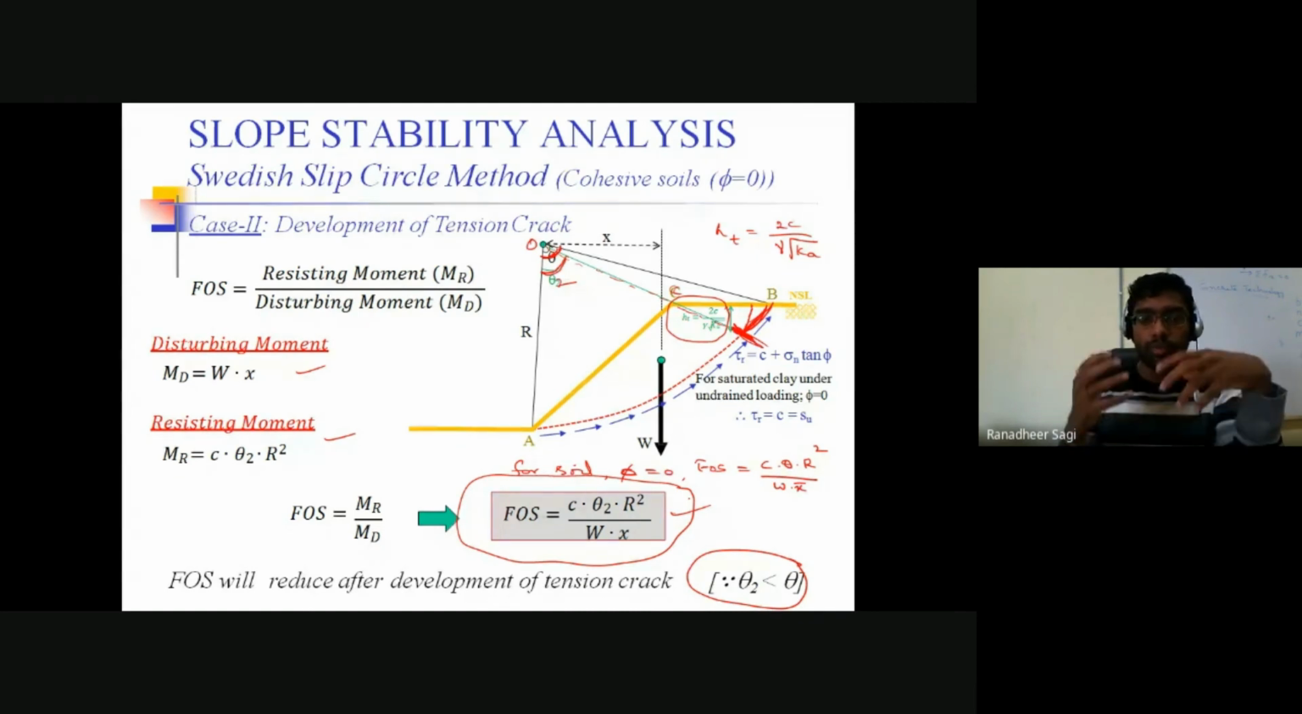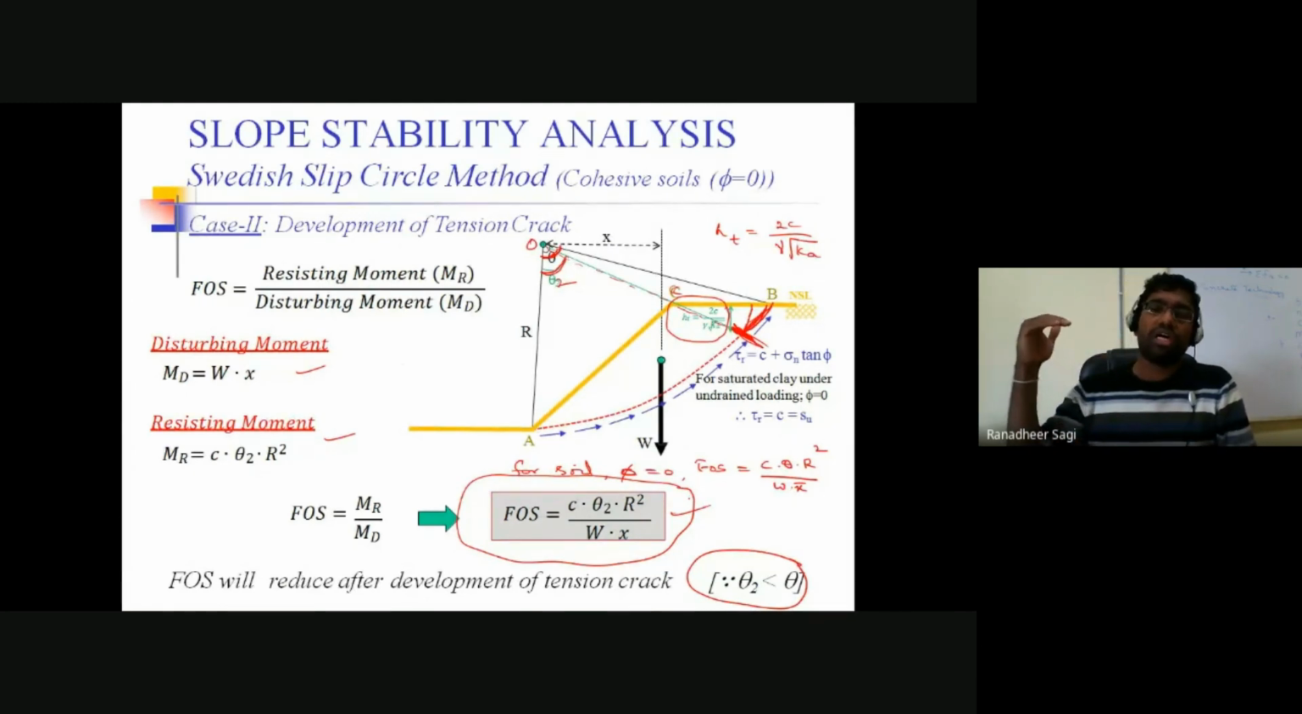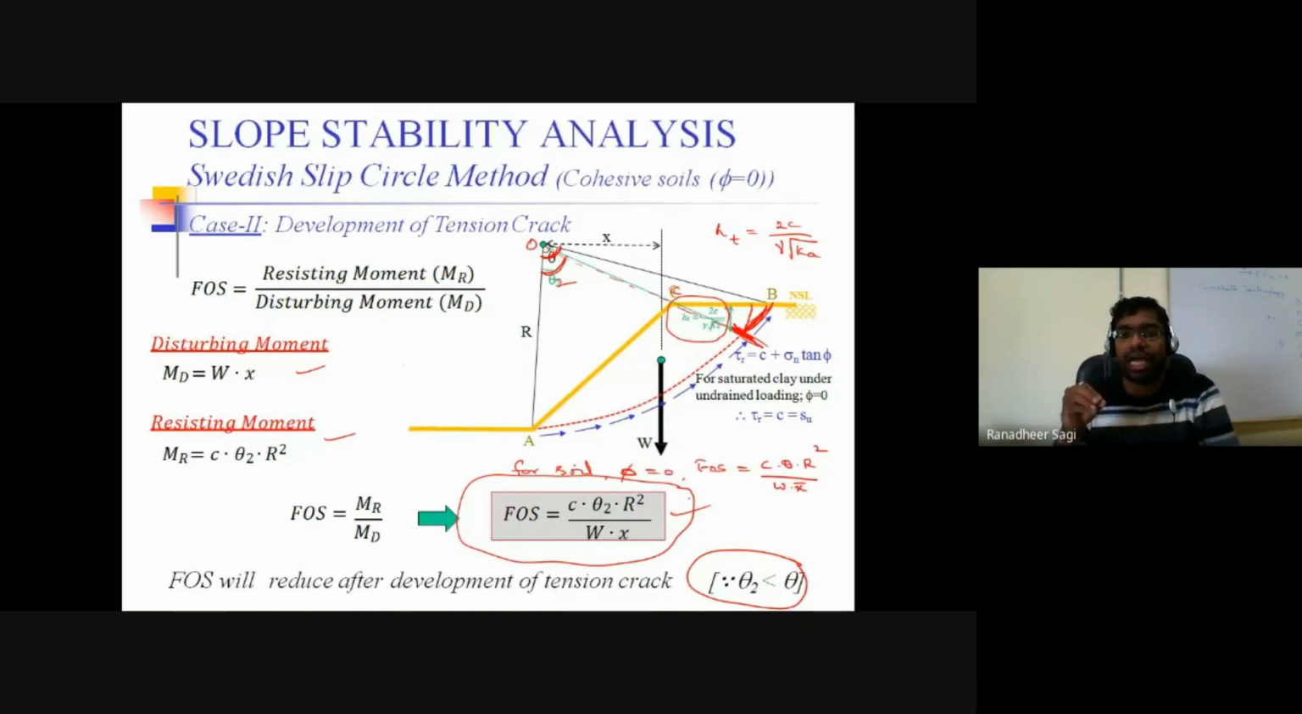Earlier, the moment which is causing the sliding in the soil is your weight or the weight component only. But now because of your water force which got filled in your crack region over the depth of your tension crack, that water force additionally exerts some pressure on the soil which is adjacent to that crack. Okay, so that force, which is additionally pushing your soil in the downward direction, is further decreasing your factor of safety of that particular soil.